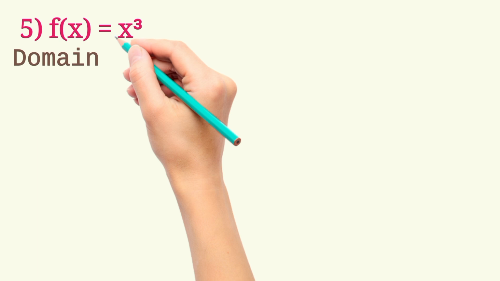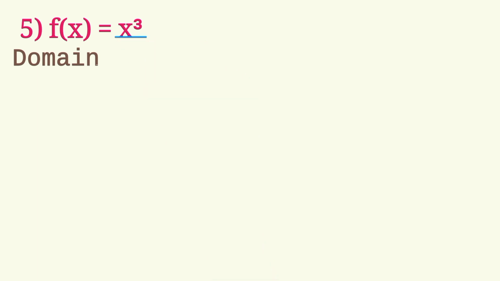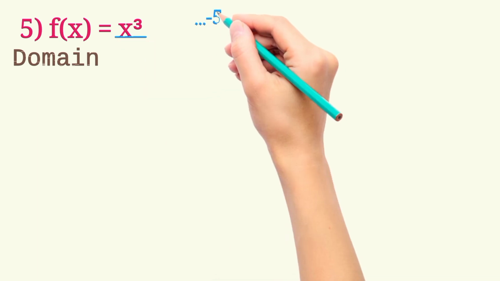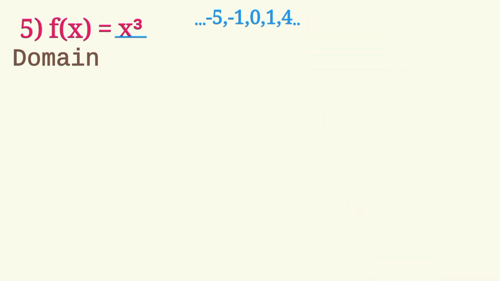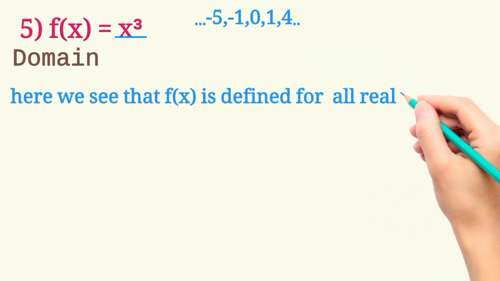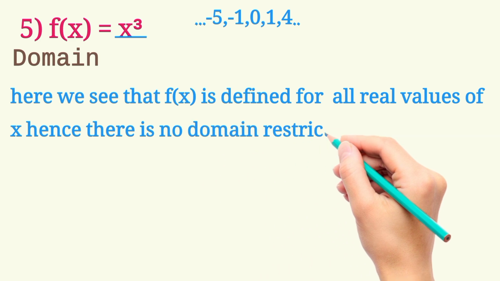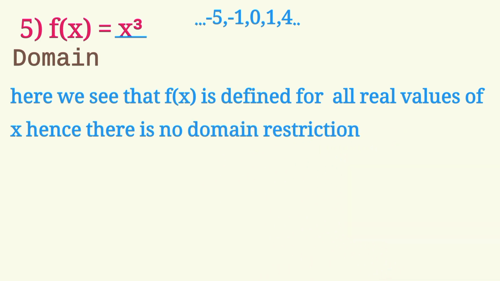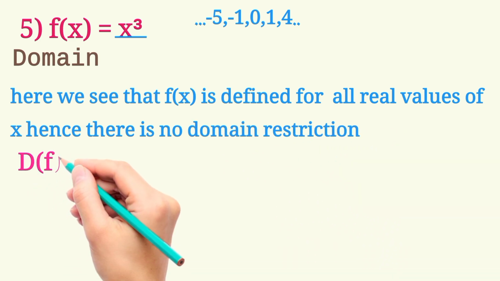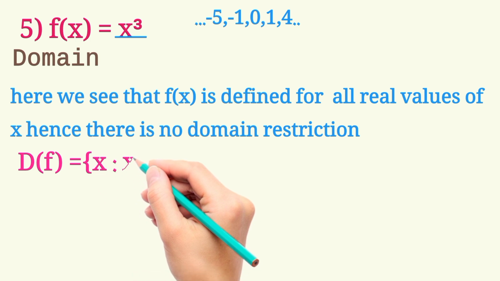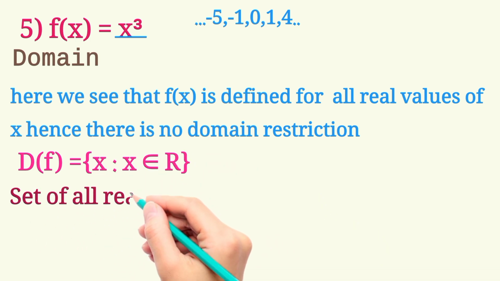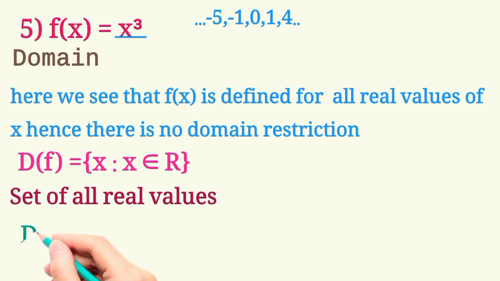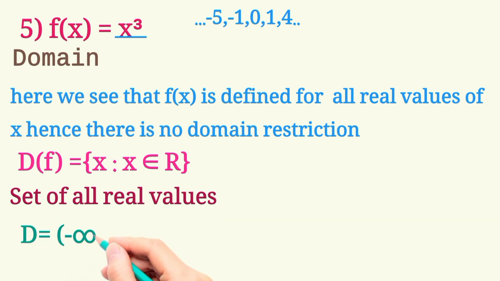Now for domain, we will substitute different values of x like minus 5, minus 1 and so on, and we will see that f(x) is defined for every real value of x. Hence there is no domain restriction. So domain of the function will be x is such that x belongs to R, set of all real values, or domain is minus infinity to infinity.